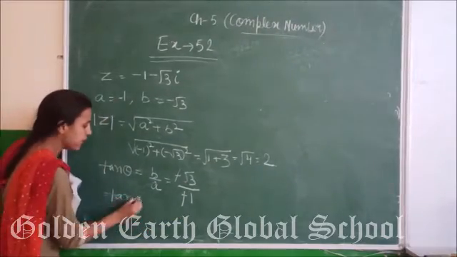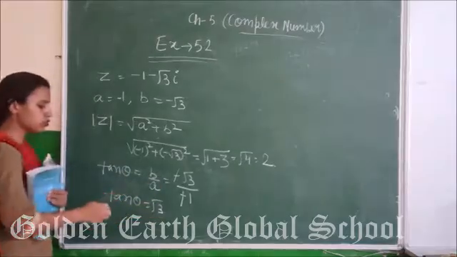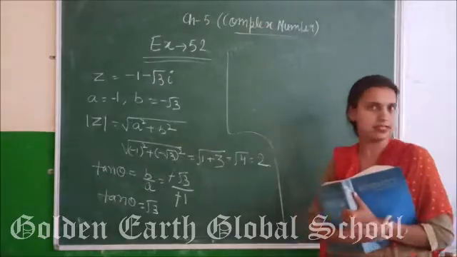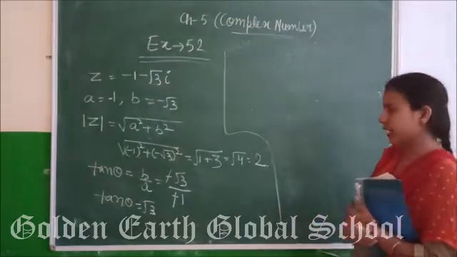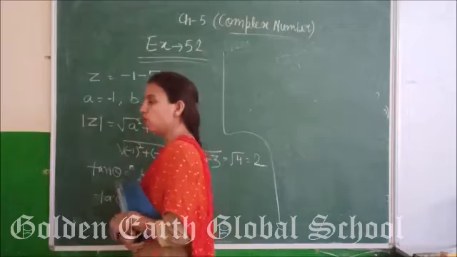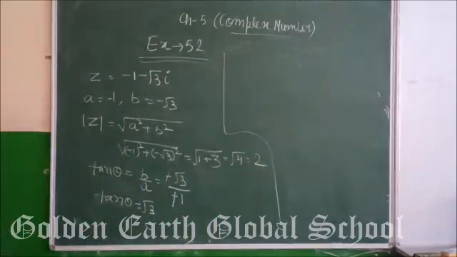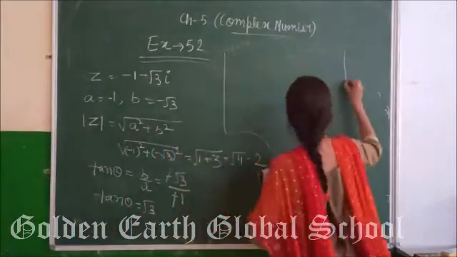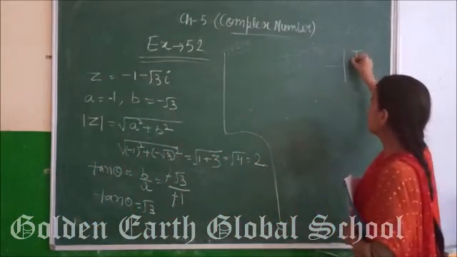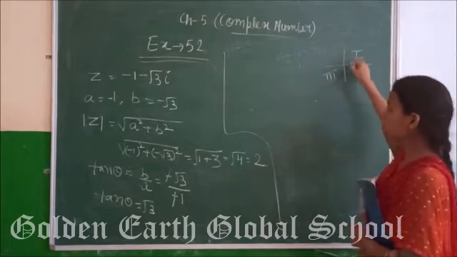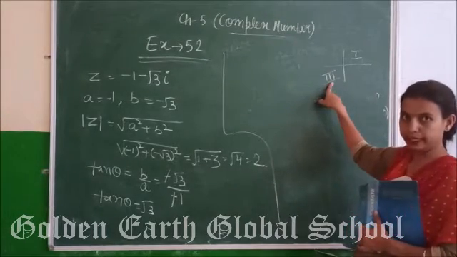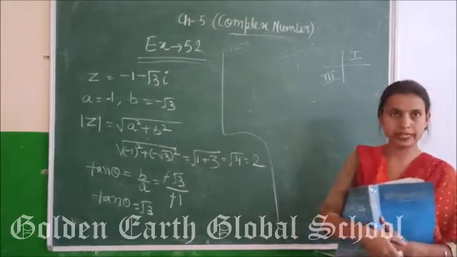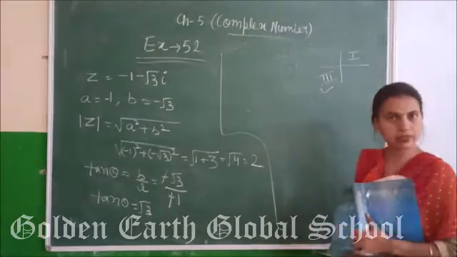Now tan theta is equal to root 3. First of all, check: when tan theta is root 3, that is tan 60. Tan 60 is root 3. Now we check where tan is positive: in the first quadrant and the third quadrant. You know, we did this just now, that tan is positive in the first and third. Now select only one quadrant. Check the values of a and b. a and b are both negative.